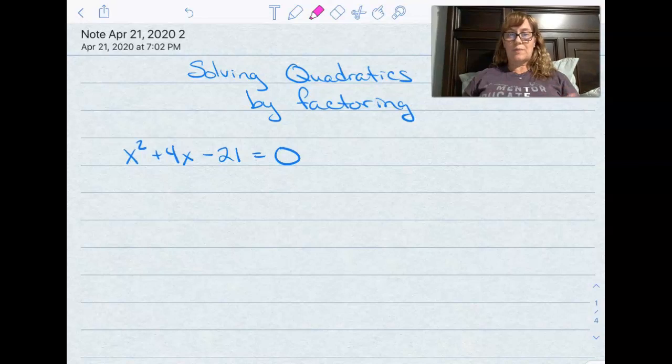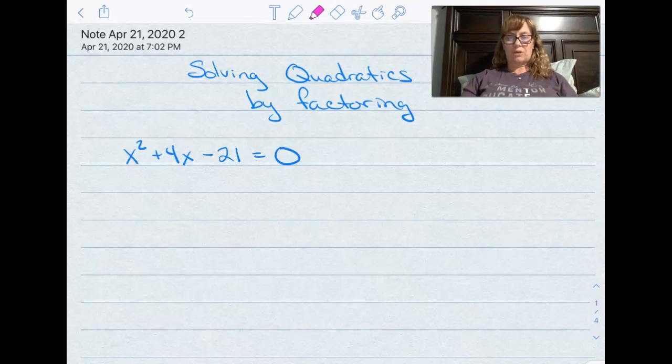I taught you about factoring before spring break, and you guys got very good at it. And so now we're going to take factoring of polynomials and use that to help us solve for our x, our variable, our placeholder in a quadratic equation. Okay, so first let's review factoring.